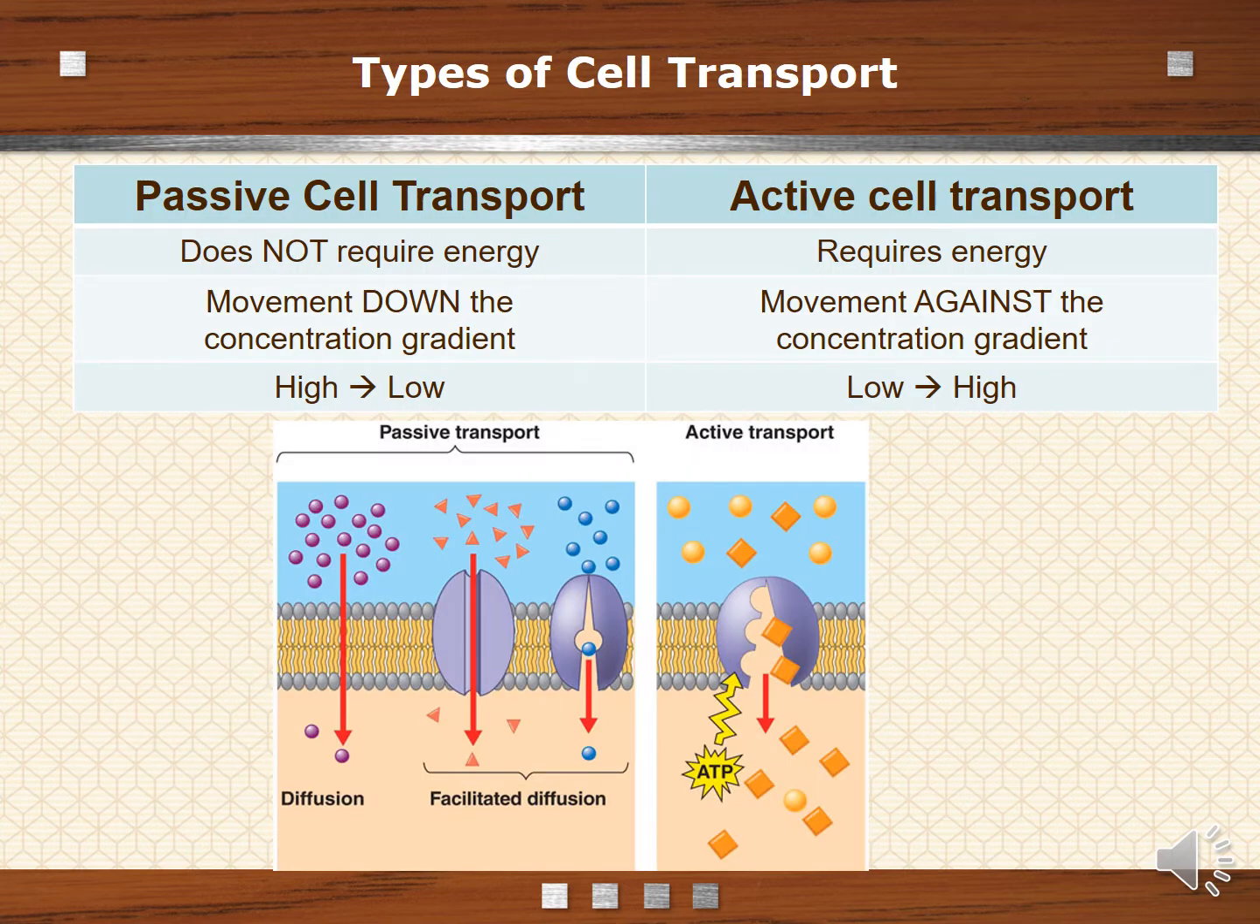All right, so we have two types of cell transport. We have passive cell transport. Passive cell transport does not require energy. We move down the concentration gradient, and we'll talk more about concentration gradient. Moving down that gradient means we're moving from high to low, and that is passive transport. Then we have active cell transport. This requires energy, or ATP. We're moving against the concentration gradient, which means we're moving from low to high, and that is active cell transport.